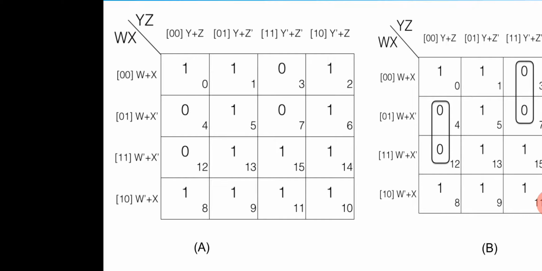Now when WX are 0 0, that is nothing but W plus X. When they are 0 1, it is W plus X dash. Now when both the binary bits are 1, you have to go for the complement of both the literals, that is nothing but W dash plus X dash. When it is 1 0, again it is W dash plus just X, because the X value remains 0 itself. Now for YZ, again the possibilities are 0 0, 0 1, 1 1 and 1 0. Based on that, again you have to invert the bits.